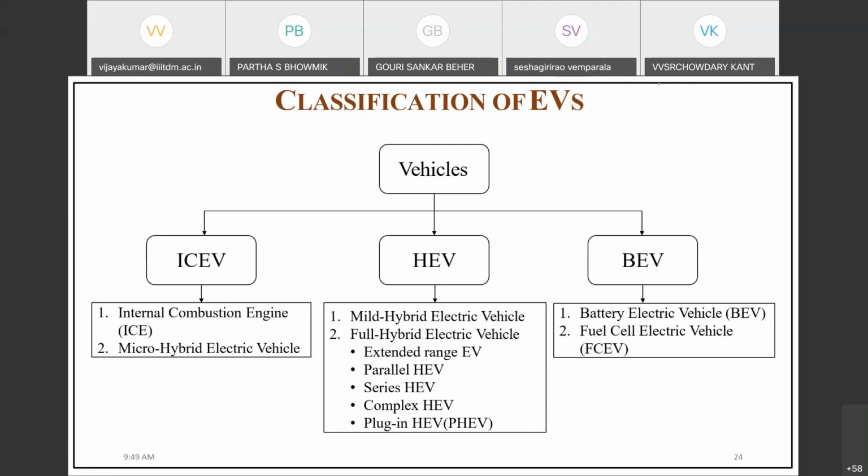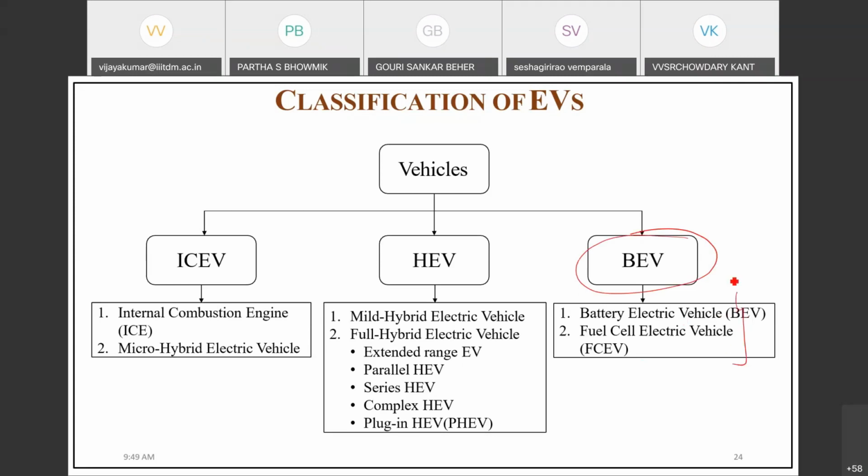Then another type is fully electric vehicles. A full electric vehicle means you do not have any internal combustion engine in it. You have a pure electrical system in it: battery electric vehicles and fuel cell electric vehicles.